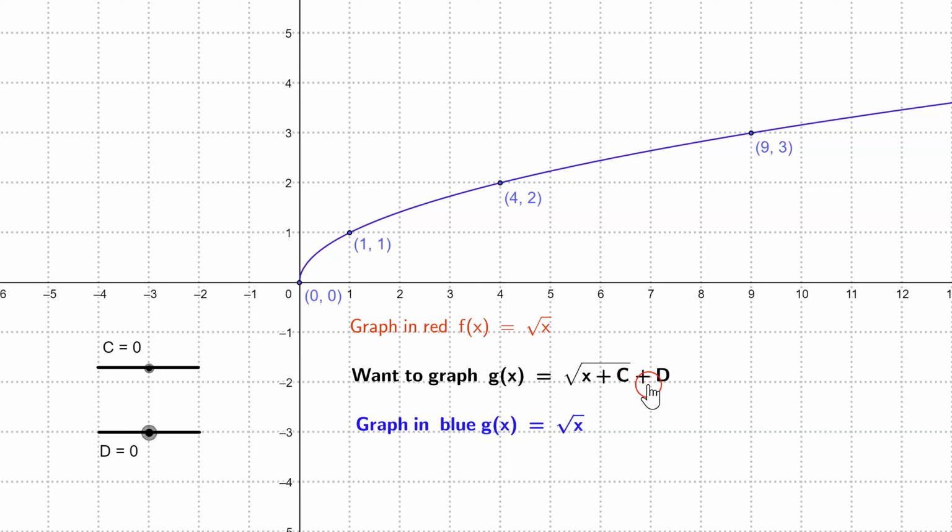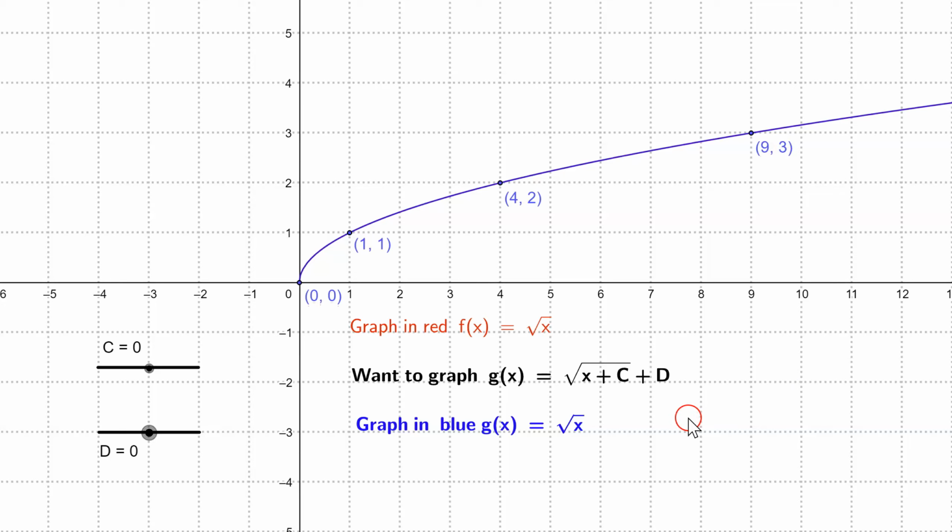So initially c and d are 0, so g of x equals the square root of x, so it's identical to my parent graph. I've graphed them both here. They're on top of each other. You currently can't see the red one, but it's underneath the blue one. And I've also given you 4 accurate points on my square root graph.